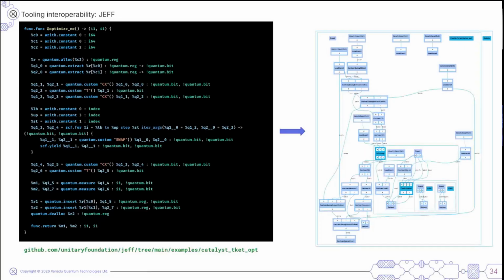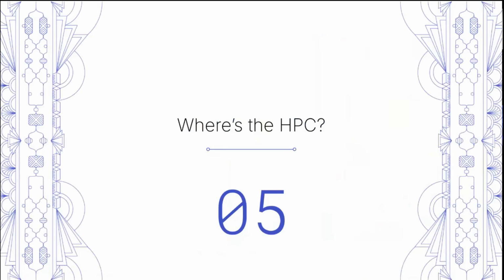At the bottom, you can see that these examples are already checked into the Jeff repo. So I would say if you're interested in compiler interoperability, and you want to get more involved in this, feel free to jump in and start opening issues in there to do whatever makes sense for you and your ecosystem. All right, so I think I have about 5 minutes left.